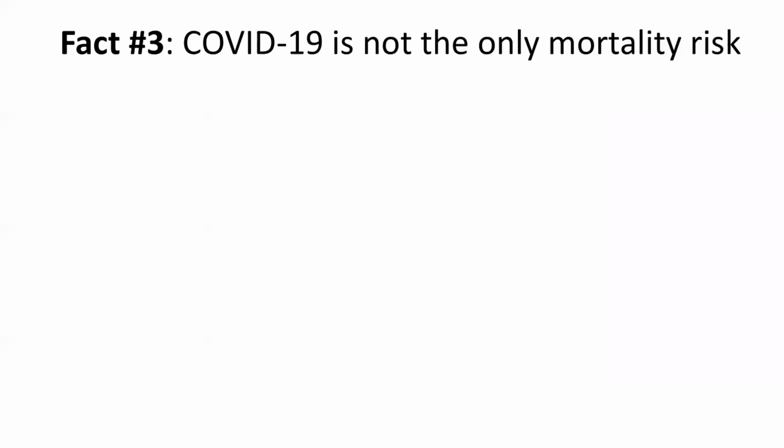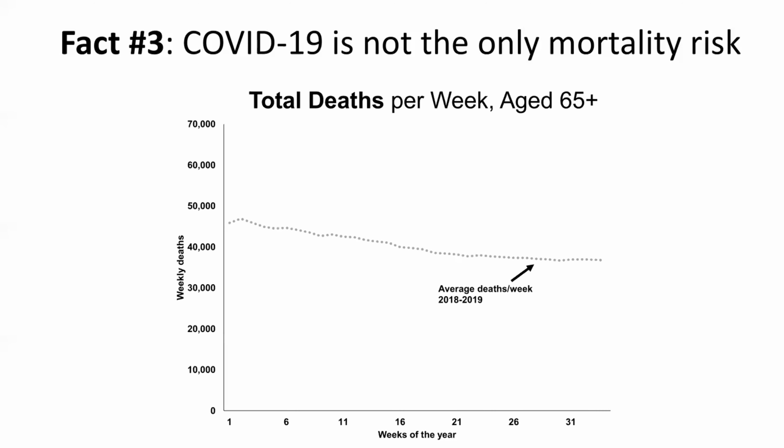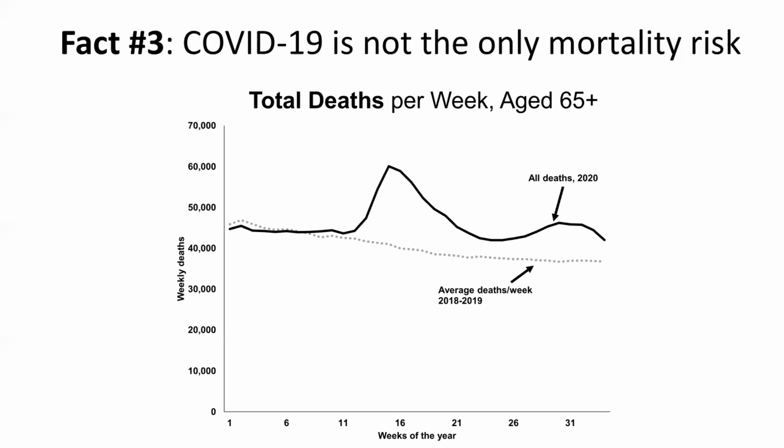Fact number 3, COVID-19 is not the only mortality risk. Here I'm showing deaths per week for individuals who are over 65 years old, starting in 2018 and 2019. If I compare that to 2020, we can see a spike in the total number of deaths that's totally consistent with when case rates went up in the US, so in mid-March, and that difference in deaths has persisted. So overall, I think we're north of 300,000 additional deaths this year.